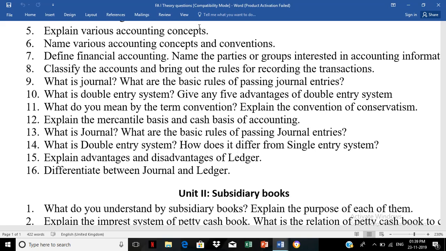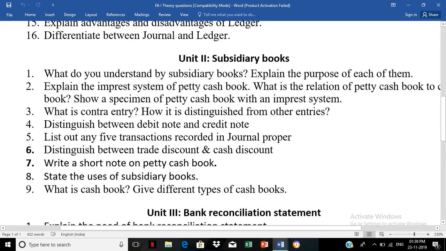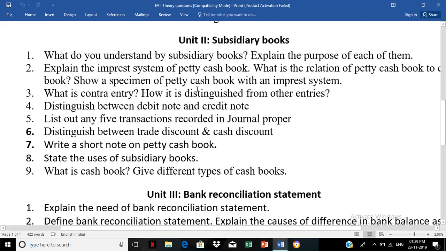Now let's see what unit 2 is about. We all know it is subsidiary books. So what you will do: how many types of subsidiary books, why a subsidiary book is important, that is, what is the purpose. Petty cash book, imprest system, we all know that. Apart from that, contra entry, debit note, credit note, journal proper. What is journal proper? You all know that. We have 8 types of subsidiary books.